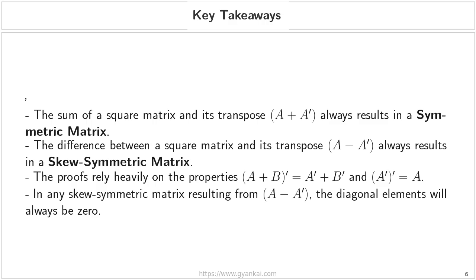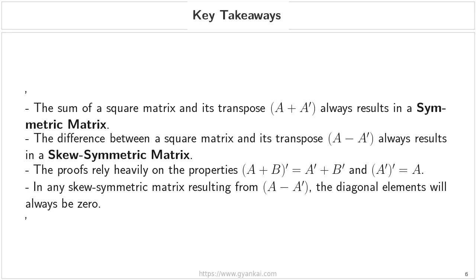One final observation to keep in mind is that in any skew-symmetric matrix generated by the operation A minus A transpose, the diagonal elements will always be 0. This is a useful characteristic to check when you are solving these problems. Now, to ensure you don't lose marks on these concepts, let's move to the final slide and discuss some common mistakes to avoid.